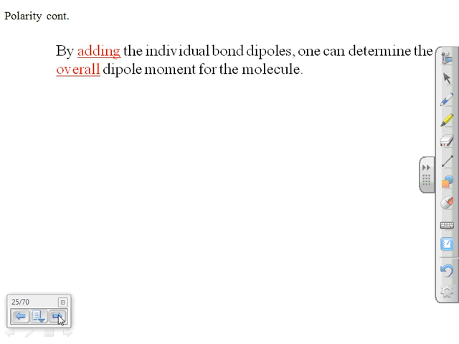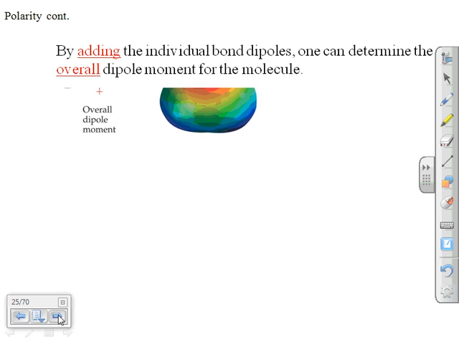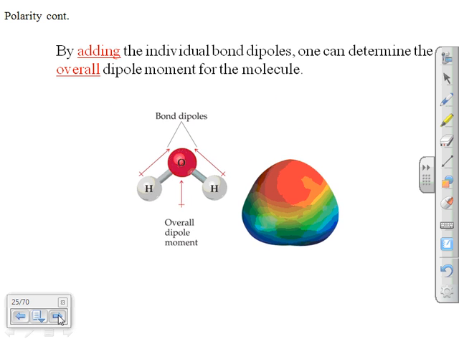So by adding individual bond dipoles together, you can determine the overall dipole moment of the molecule. Will that molecule be polar or not? Let's take a look at the water molecule. Here we have two OH bonds. The hydrogens are less electronegative than the oxygens, so oxygen will be more negative, hydrogens will be more positive. And you can see with the two of them we have there that they will add up together, and you'll get this overall dipole moment of this molecule, looking like that.